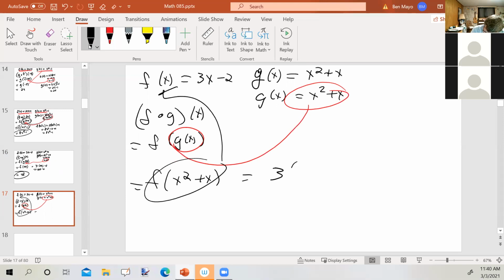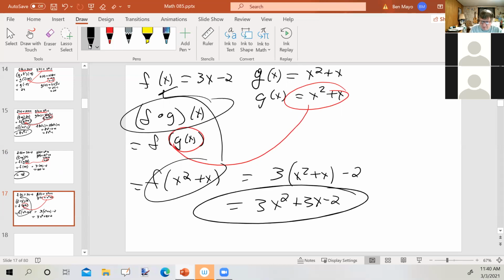So that's going to be 3 times x squared plus x minus 2, which is 3x squared plus 3x minus 2. So there's f composed with g of x. Any questions about that?